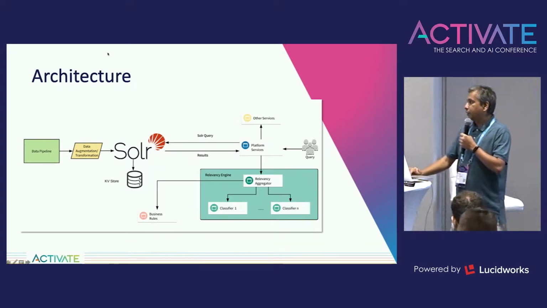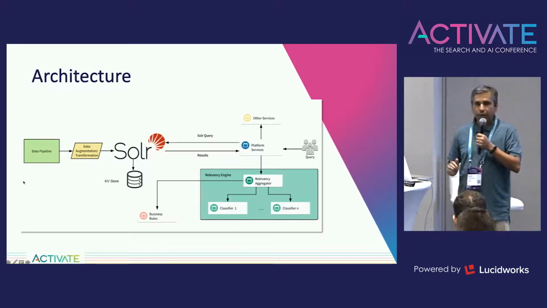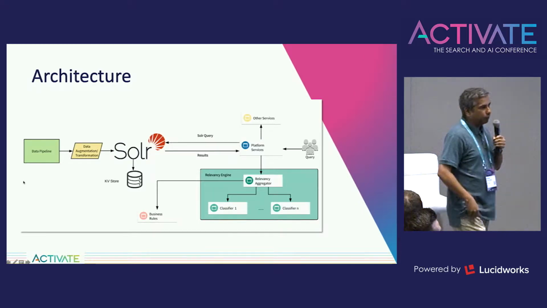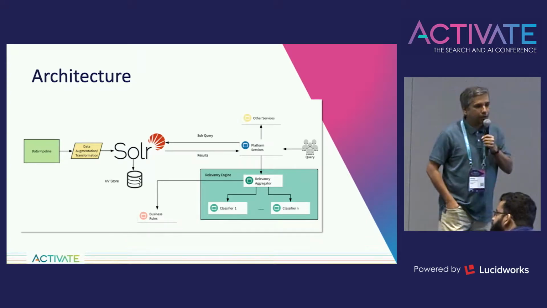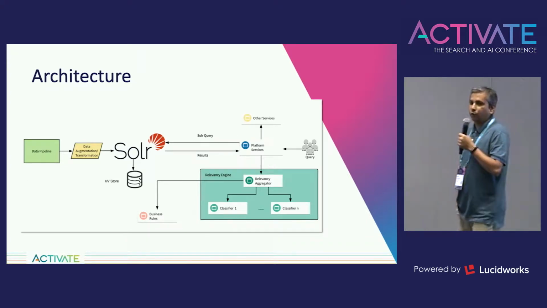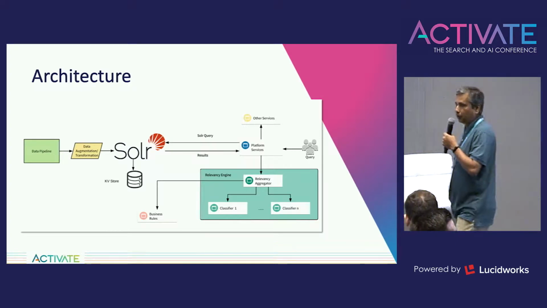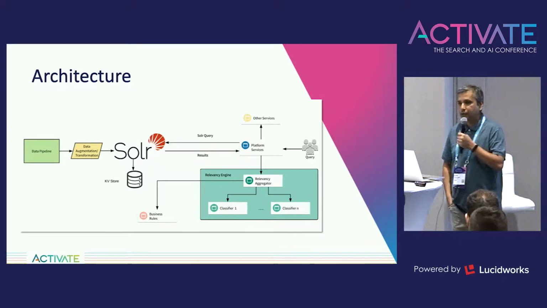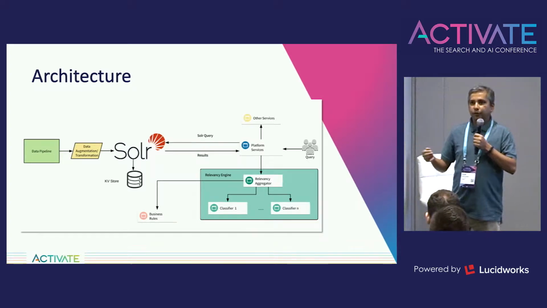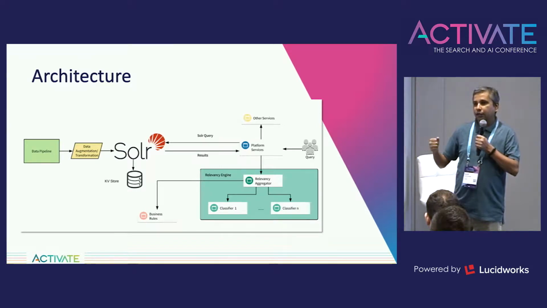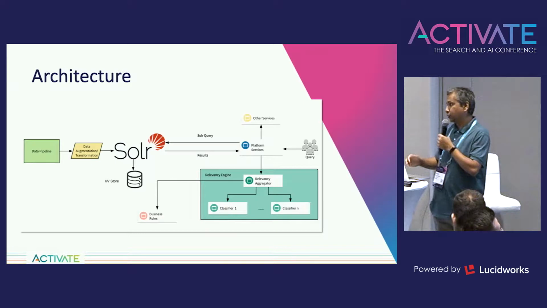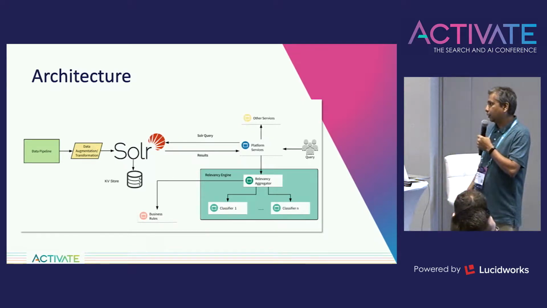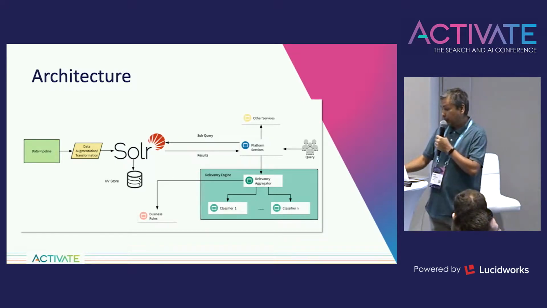There are a couple of things that we do on the data pipelining side. We don't just put in the data that we get from the source, we also do some augmentation and normalization of the data. You wouldn't want to just put it in as it is. So there's pre-processing of the source, and we index it into Solr after that.